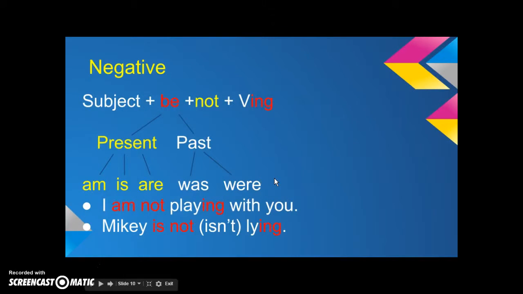Now we move to negation, negative sentences. How do we use the present progressive as a negative sentence? We have the formula that we saw at the beginning of the slideshow: the subject, the verb be, and the main verb with the ing. Between the be and the verb with the ing, we just add not. Very simple. So, for example, I am not playing with you. If it was a positive sentence, I would have said, I am playing with you. For a negative sentence, I just add the negation word not. Mickey is not, or in short, isn't, lying.